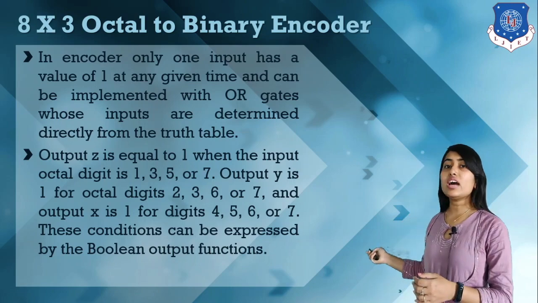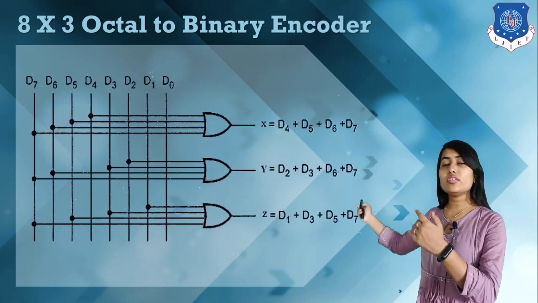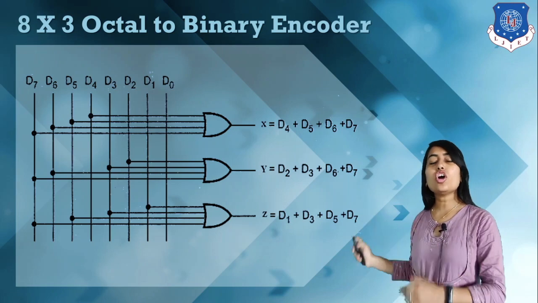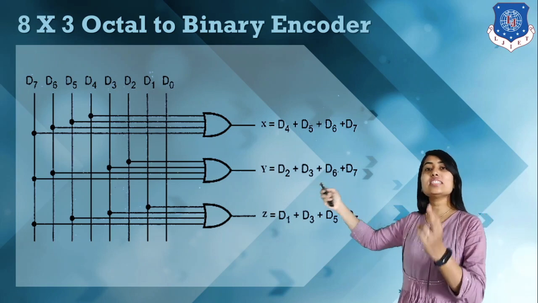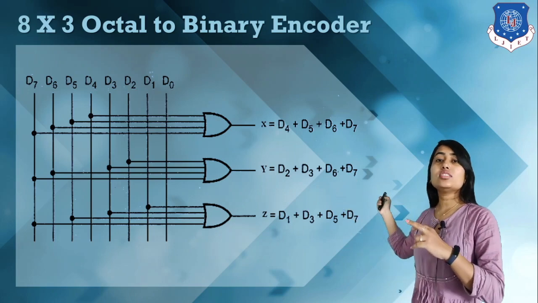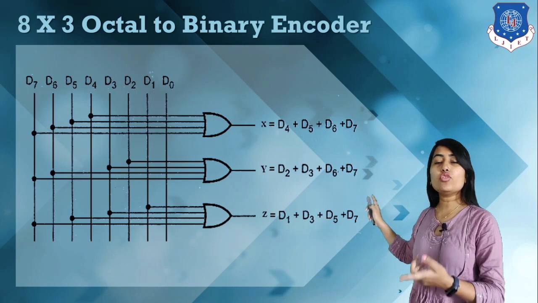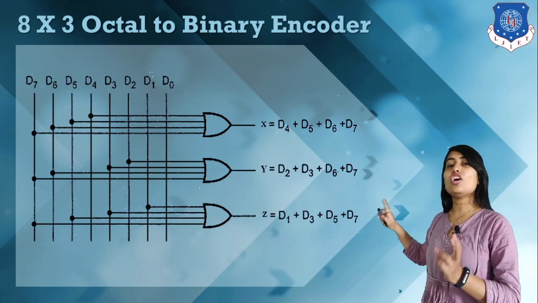So here we have the logical expressions and the logic diagram of the 8x3 encoder. Here we have 3 OR gates. We use 3 OR gates because we have a total of 8 input lines, D0 to D7. This X is equal to 1 whenever either D4 is equal to 1, or D5 is equal to 1, or D6 is equal to 1, or D7 is equal to 1.